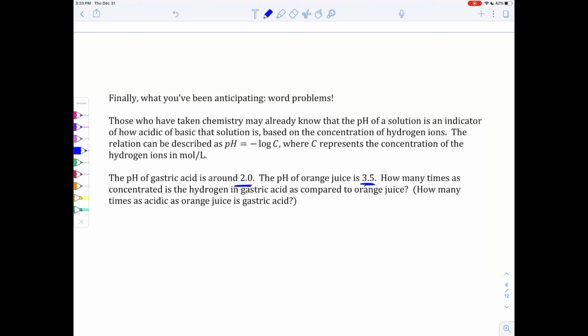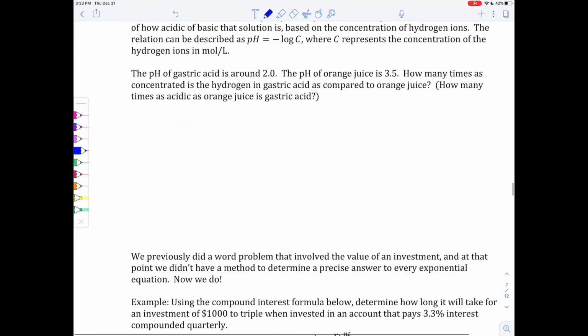And we look at these numbers and say, all right, 2 and 3.5, they're pretty close. So it can't be that crazy. But we're actually dealing with a logarithmic scale, so that could change things. We're going to need to find the concentration of hydrogen in gastric acid, and we're going to need to find its concentration in orange juice. And if we have those, then we can compare the factor that links the two. So let's find those two things.